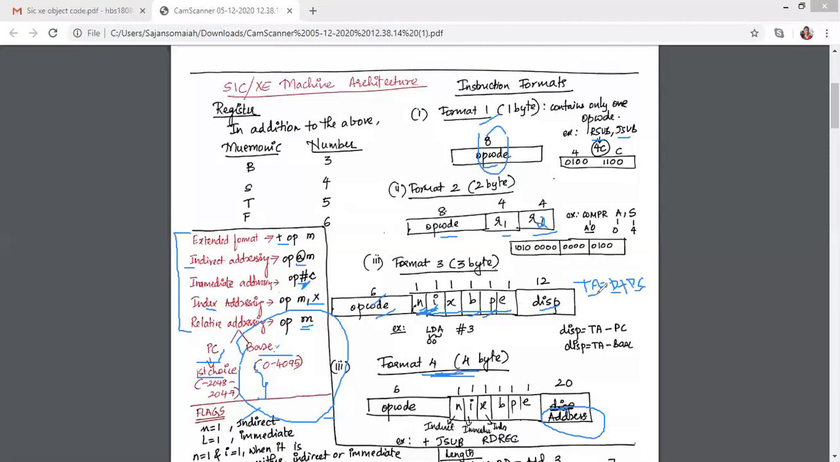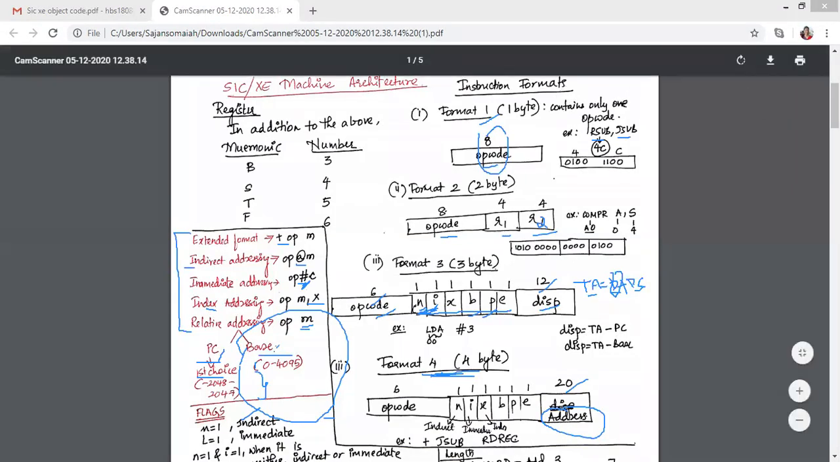So you have to add the displacement to the PC, through which you get the target address. That is the address that the program wants to jump to. So we have to find the displacement here. Displacement is nothing but target address minus PC. In case you choose PC, then you have to subtract PC. In case you choose base, you have to subtract base. Remember, the only difference between format 3 and format 4 is in the displacement. Displacement for format 3 is 12, whereas for format 4 it is 20, because it wants more addressing. Clear? Okay.